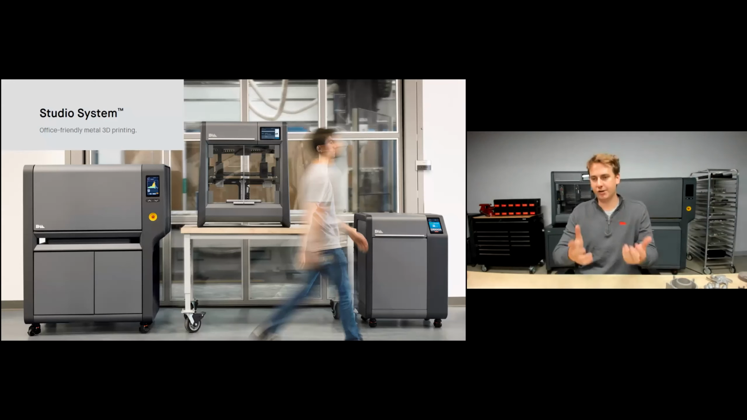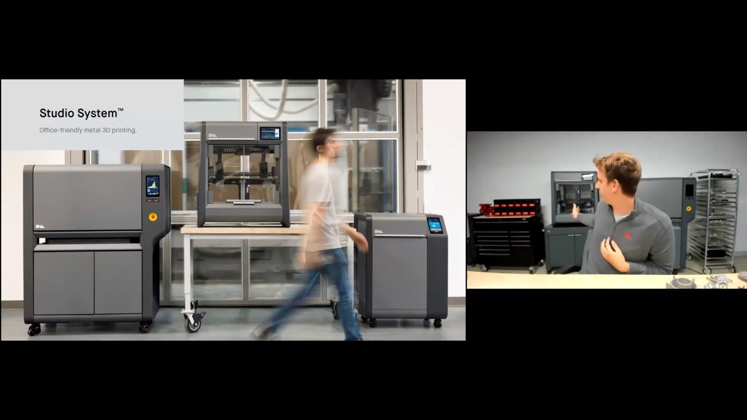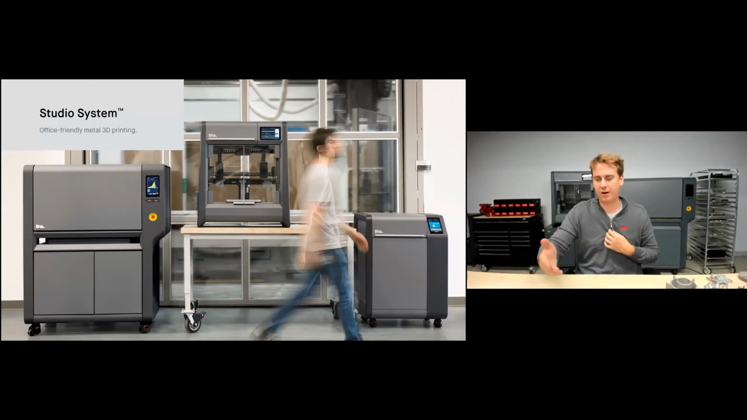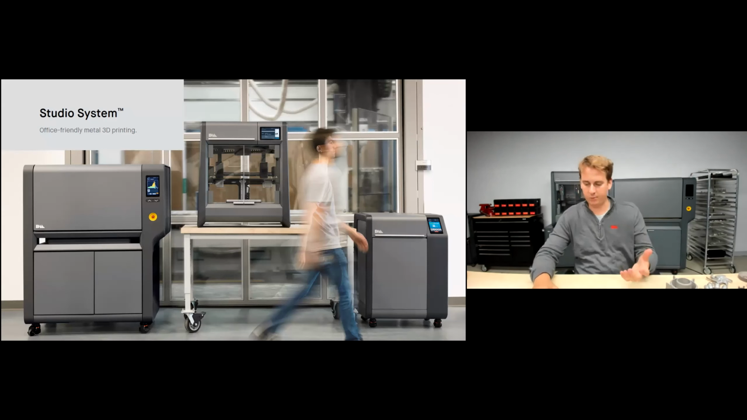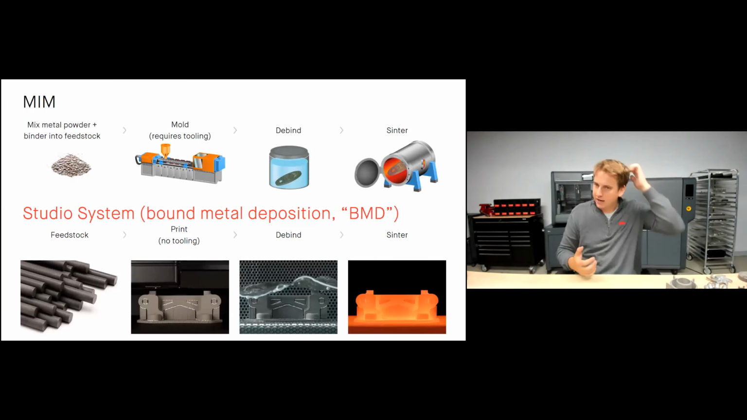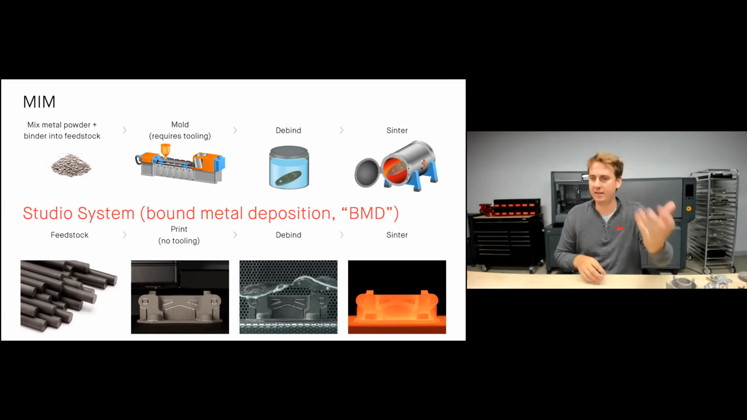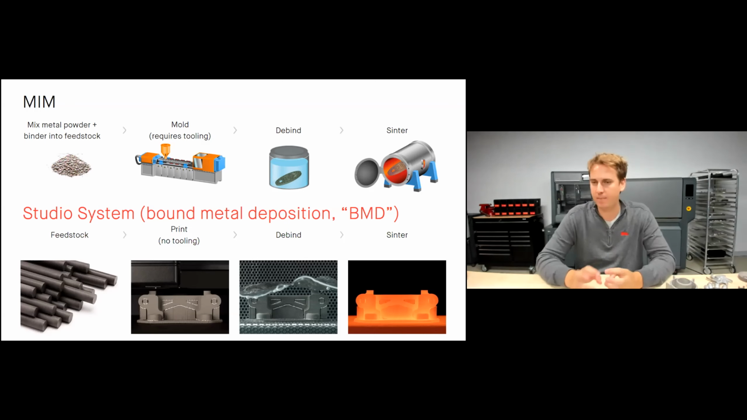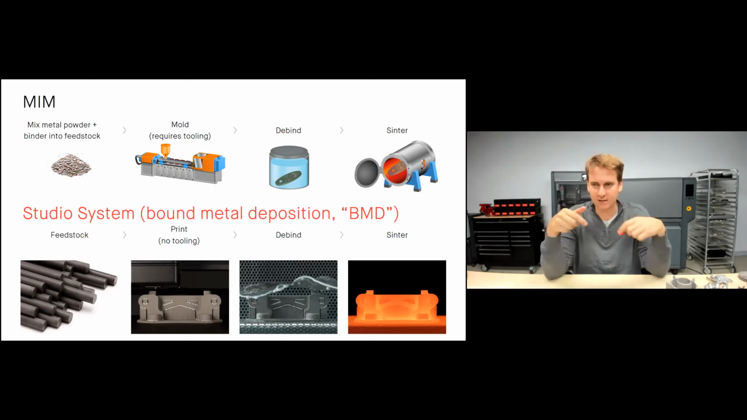So let me introduce to you the Studio System, which is, I have the printer and the furnace behind me. We also have a debinder as well. And I hope you can see where I'm going, because this technology works very similar to metal injection molding, except we removed the actual molding step. So instead of creating this loose feedstock, that's that combination of metal powder and that binder, we're going to create a rod. That rod is that same combination, but it's fully encased in a wax.